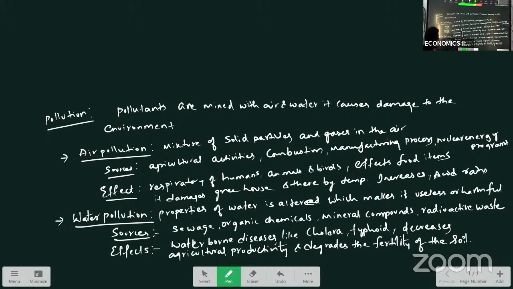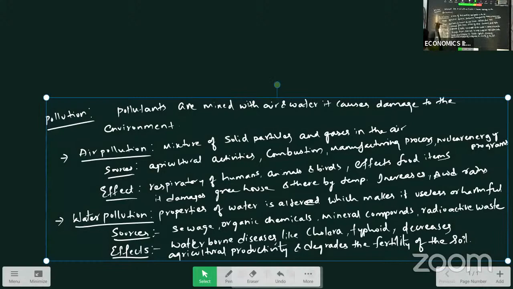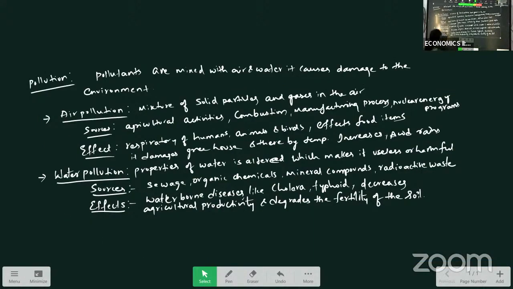Main points you write down, that is enough. That's why I'm making it simple for you, what points to write here. Sources of water pollution: sewage, organic chemicals, mineral compounds, and radioactive waste. What are the effects? Water pollution causes waterborne diseases to the human. It affects human life, also aquatic life, causing waterborne diseases like cholera, typhoid and all. Then it decreases agricultural productivity and degrades the fertility of the soil. Okay, so this is your water pollution.